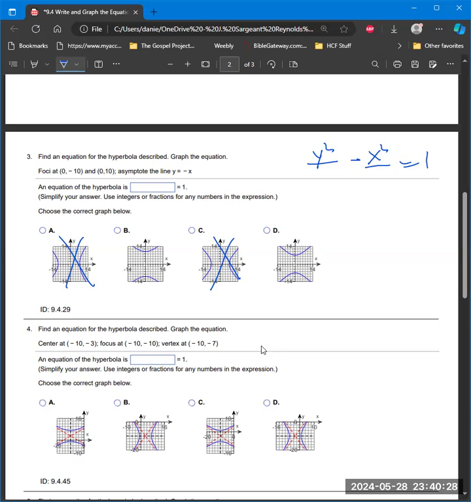So 50 and 50 will divide to give me 1, and they add to give me 100. The square root of 100 is 10. So we're going to go 5 root 10 up here to get to my vertices. That is D.